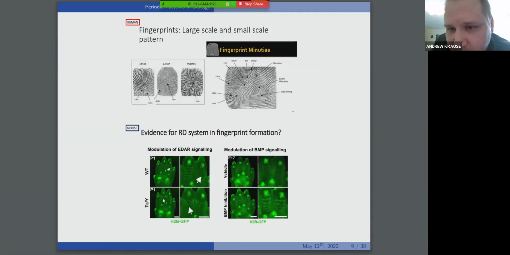More recently, we have work with Denis Headon's group on human fingerprints and then analogs in mice. And the idea again here was to try and see if a reaction diffusion chemical process could underlie the variations we observe in fingerprints, and then the experimental work on mice to probe perturbations of these gene regulatory networks.